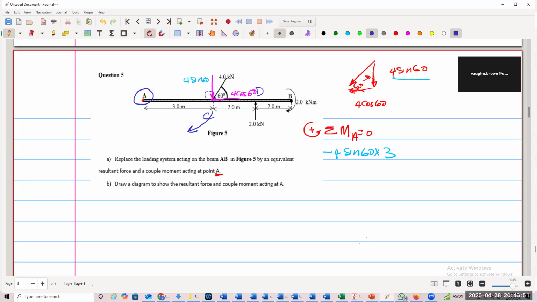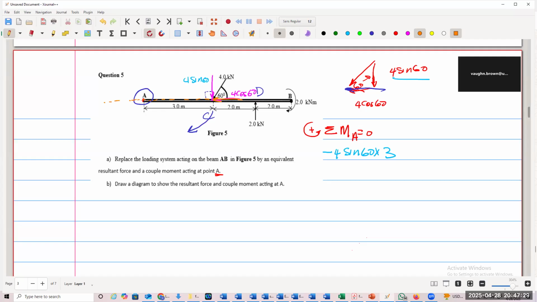What about the horizontal component here, 4 cos 60? Does it have a moment about A? Yes or no? Come, somebody answer me quickly. Can we get a moment from the horizontal component here? This one right here, in purple. This one here, I'll put it in orange. Does it have a moment about A? Yes or no? No, sir. No, no. Because it is running all the way down to A. So it has no perpendicular distance from A.